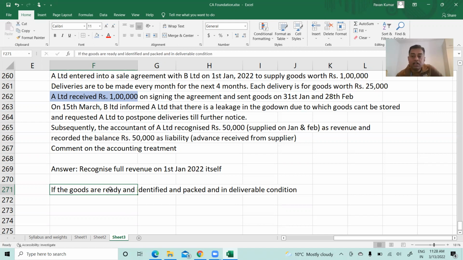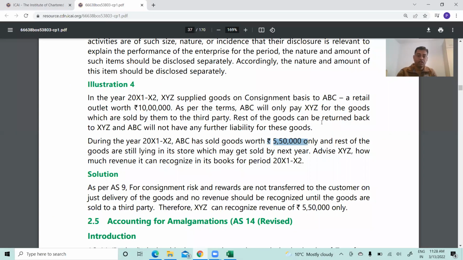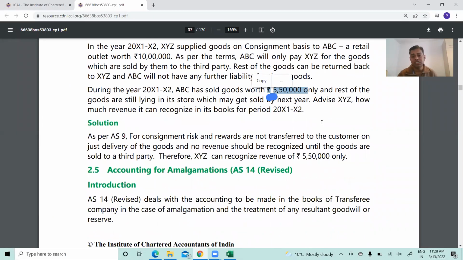So are we done with this standard? Any doubts? So this is done now. AS 14 is a separate chapter. Accounting for amalgamations we'll see separately.